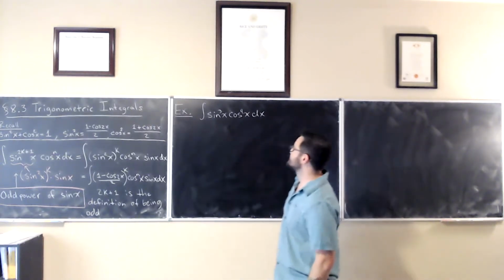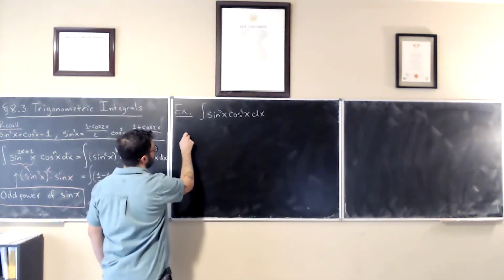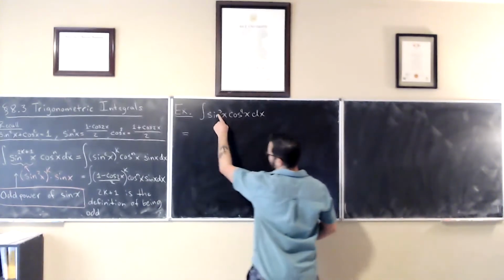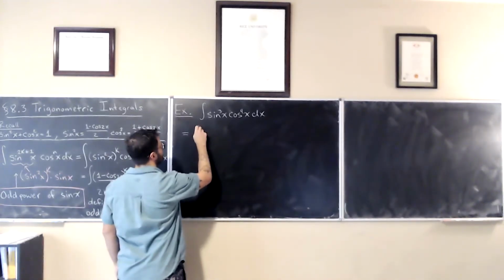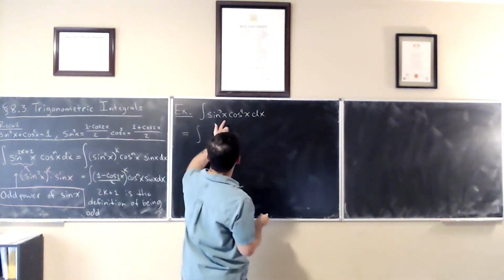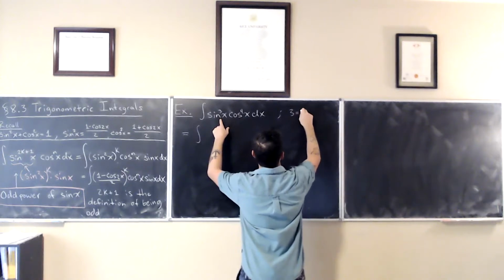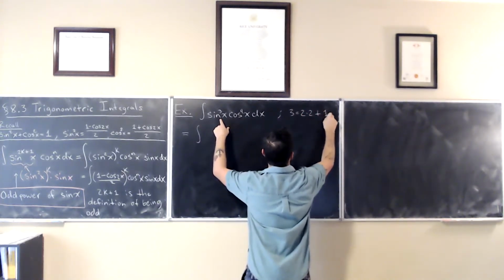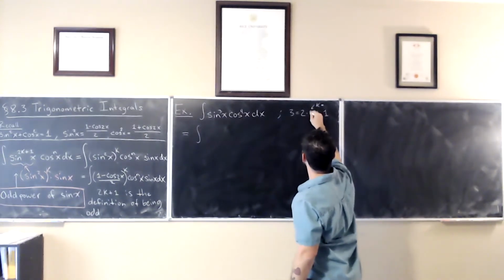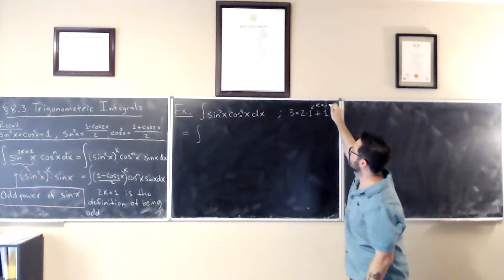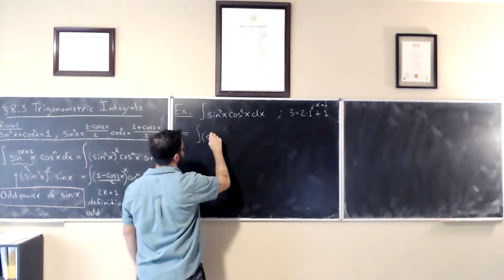So maybe it's best to go ahead and do the example here. Immediately I see that the power of sine is odd, so I'm going to factor it like this. So how do I do that? Well, it might help to recognize the form that the power of sine is in. 3 is equal to 2 times 1 plus 1. So that means that k is equal to 1. Okay, so let's go ahead and do this.